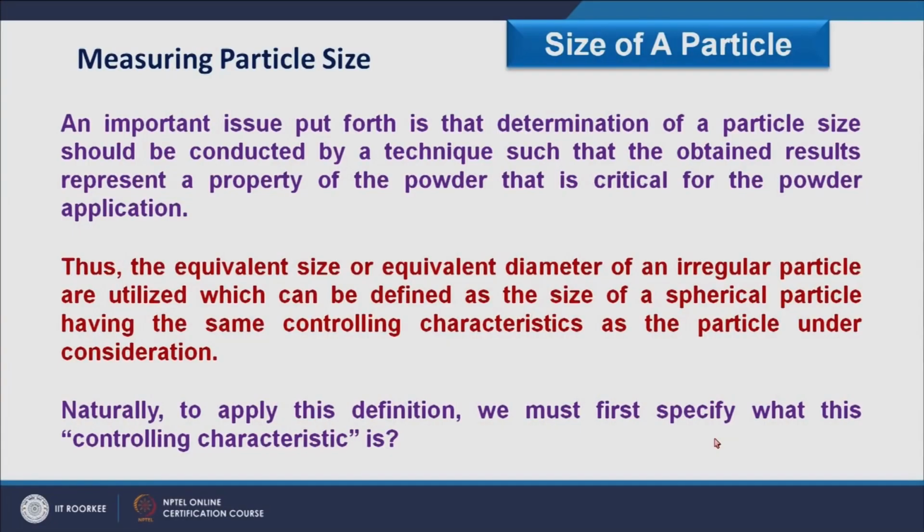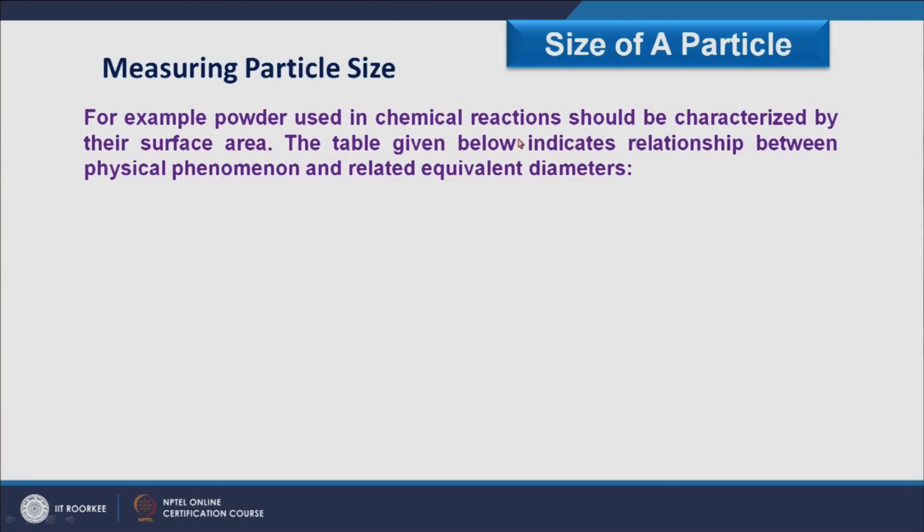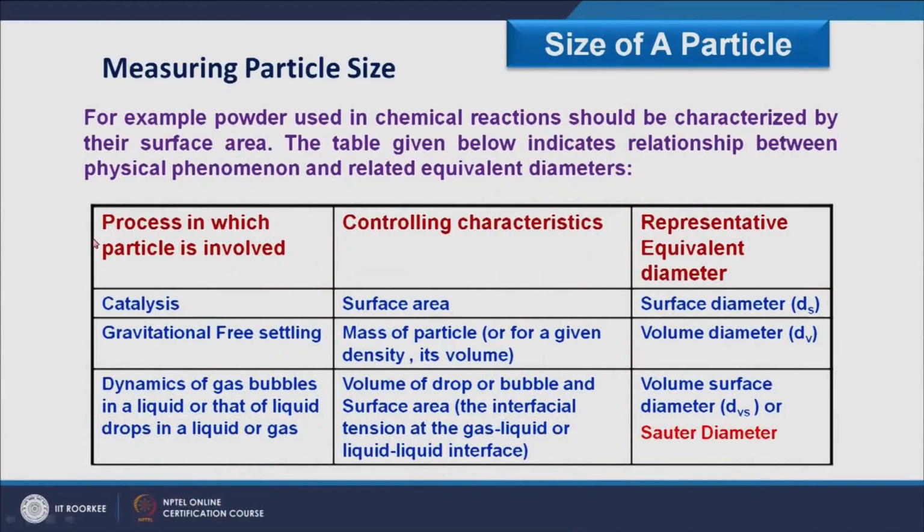For example, if my purpose is to buy a sleeping bag, then the height would be the controlling characteristic. In a similar line, for whatever purpose we are doing this, we have to define the controlling characteristic first. For example, powder used in a chemical reaction should be characterized by surface area, so in this case the controlling characteristic would be surface area. The table given below indicates the relationship between physical phenomena and related equivalent diameters. Here I have some processes in which particles are involved.